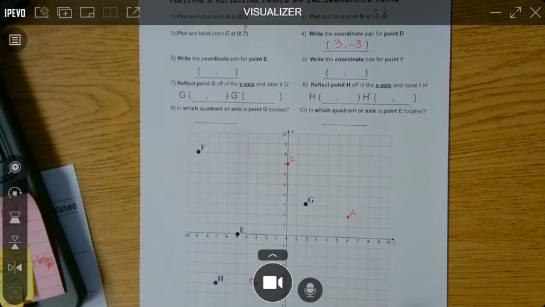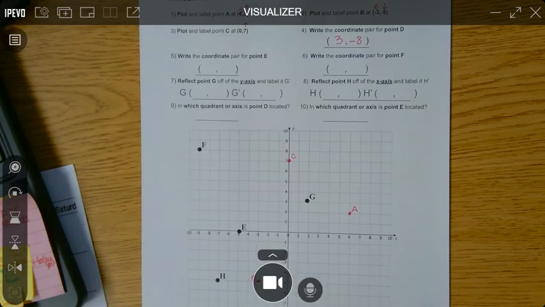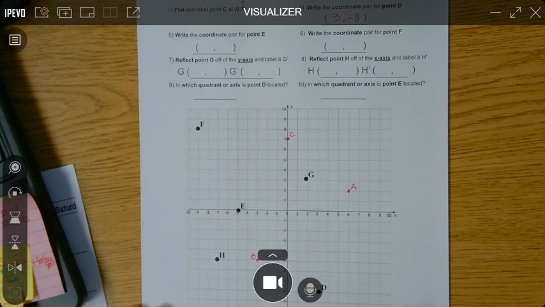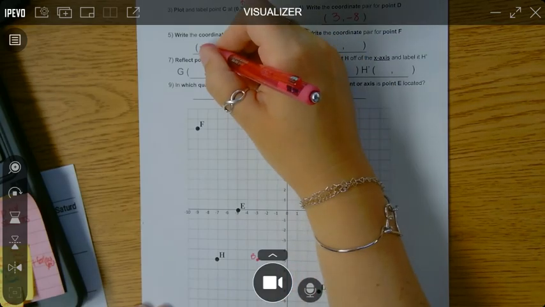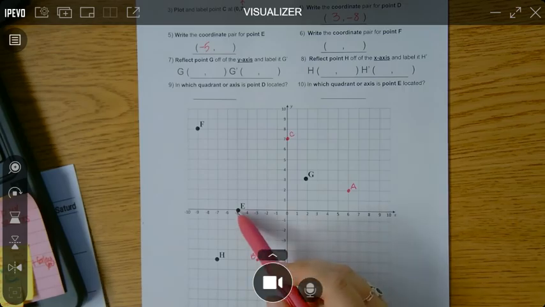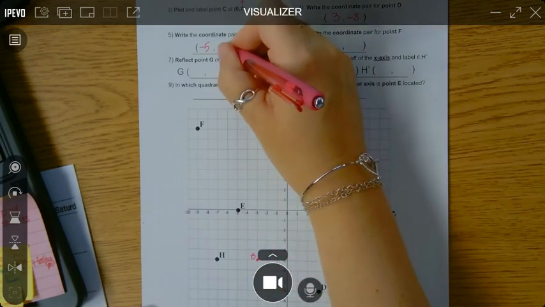Then we want to write the coordinate pair for E. So let's go ahead and find E and see if you can write the coordinate pair for that. Okay, well, how far over did it go? It went over -5. And then how far up did it go or down? It went up or down, nothing. So then I put a 0.